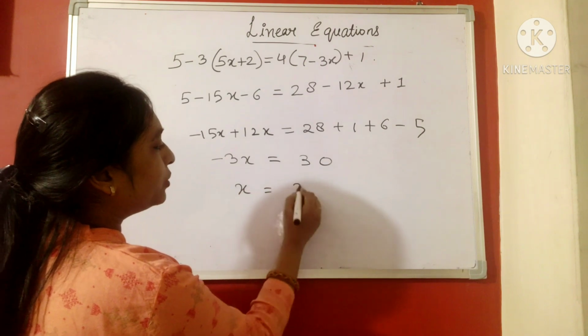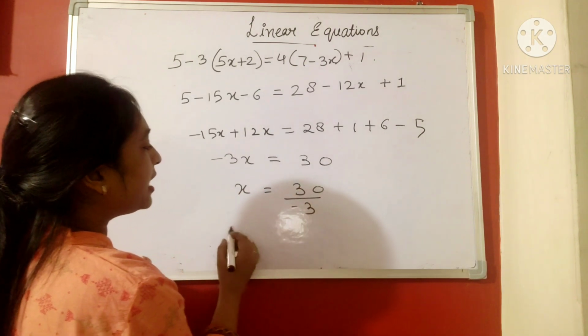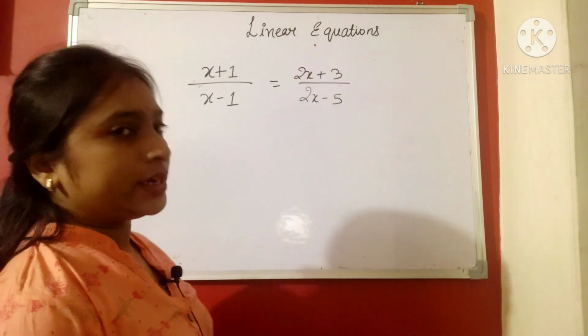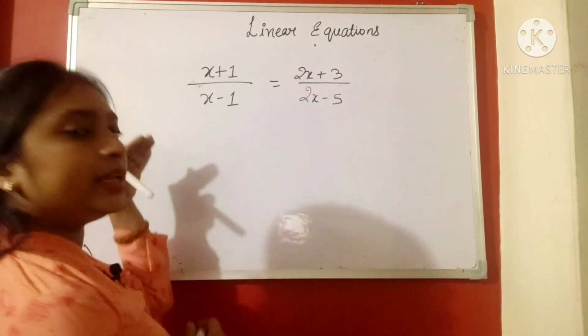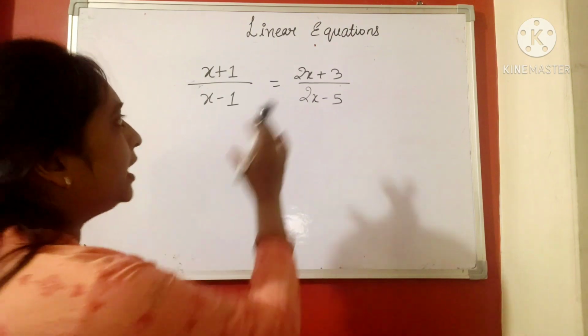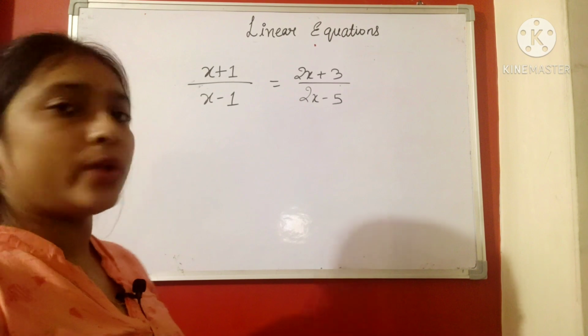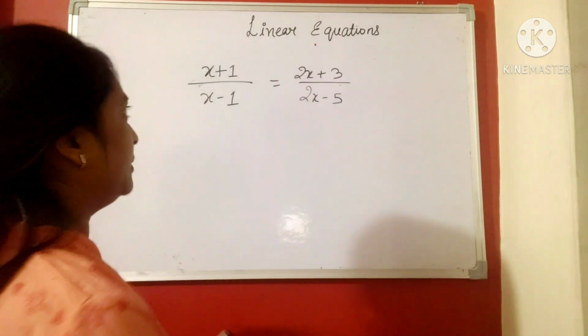So when it will go that side and it will be divided, our answer will be minus 10. Now let's move to another question. Here we have numerator upon denominator on the LHS side, numerator upon denominator on the RHS side. The best way to solve this question is by cross multiplication.